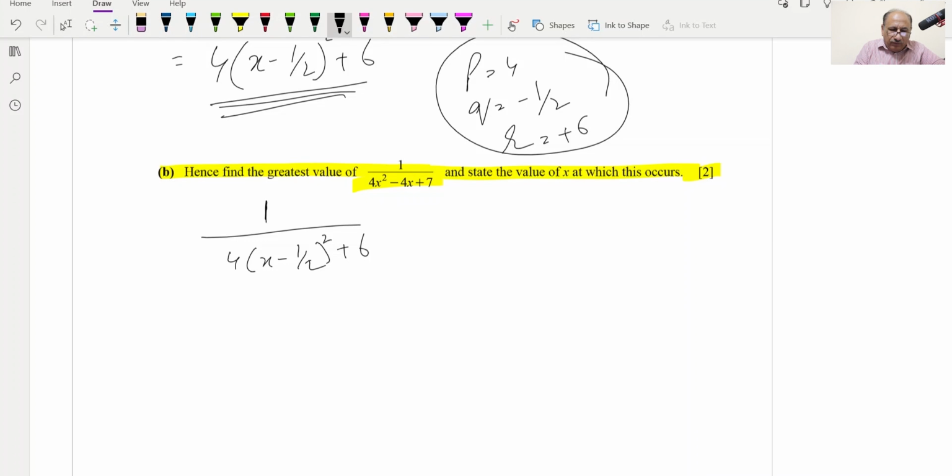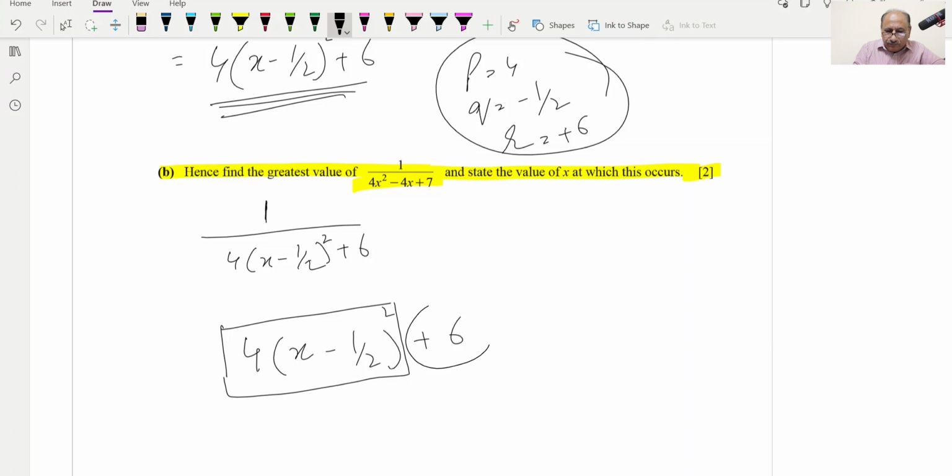So how will we get the denominator minimum? 4 into (x minus 1/2) whole squared plus 6. This is the denominator. When this becomes 0, we get 6. If anything is more than 0, we get a bigger number.